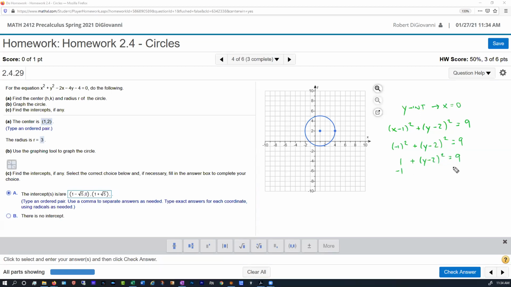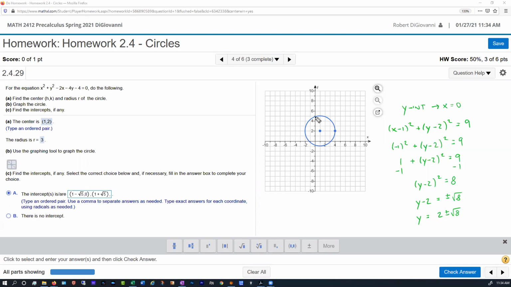Now I subtract 1 on both sides, and I get y minus 2 squared equals 8. Now I take the square root on both sides, so it'll kill off the square, and I'll have plus or minus the square root of 8. And the last thing would be to add 2. So 2 plus or minus the square root of 8.